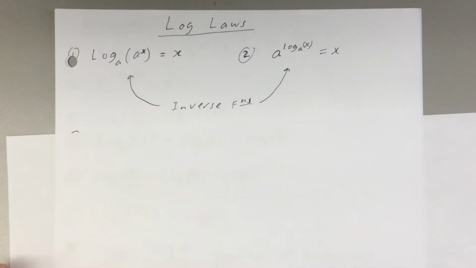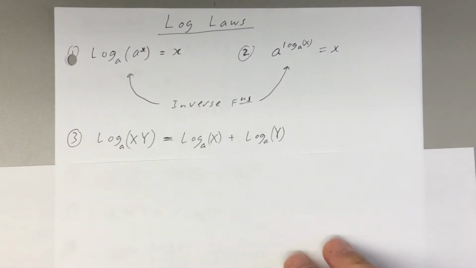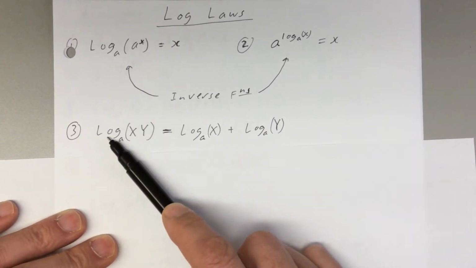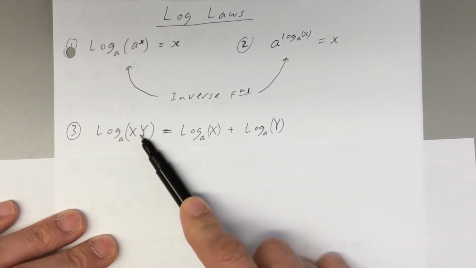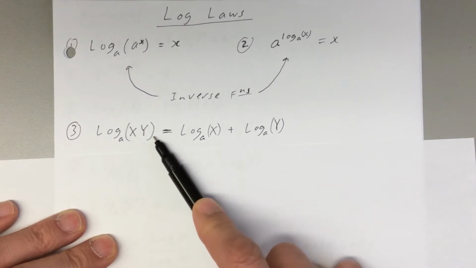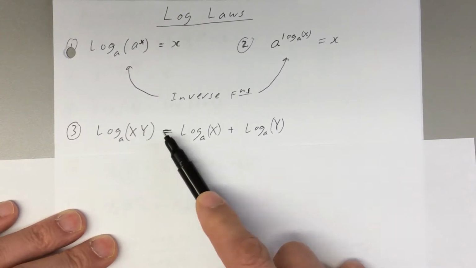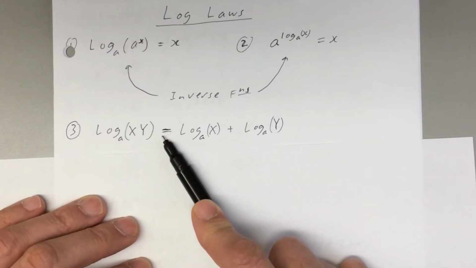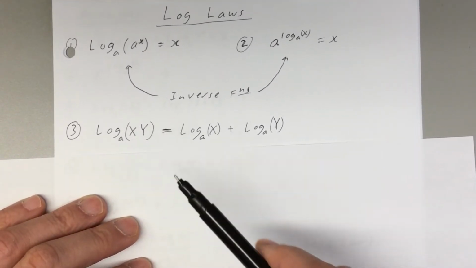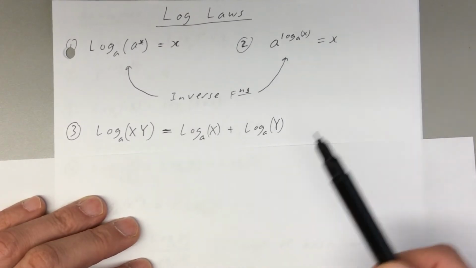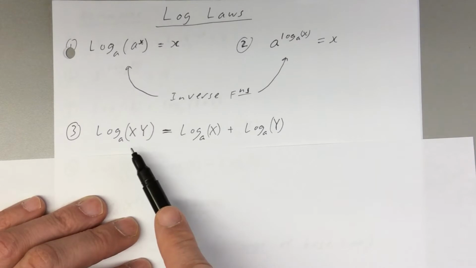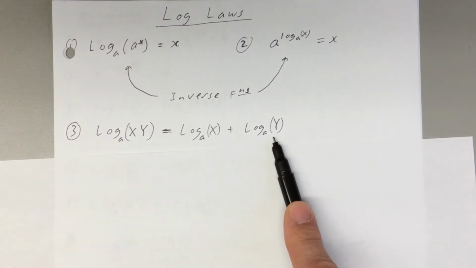The next log law is this one. It would be nice if we could have a distributive property here, where the log base a of x times y would be the log base a of x times the log base a of y, but it's not. Just like in our compound angle formulas, it's not true for sine of a plus b. We do have some circumstances where we have some nice formulas, and this is a nice one here.